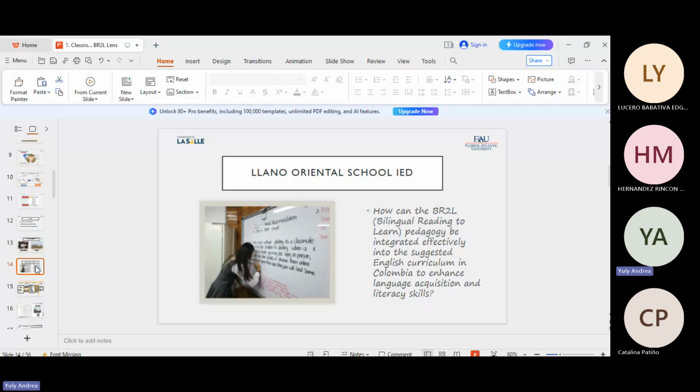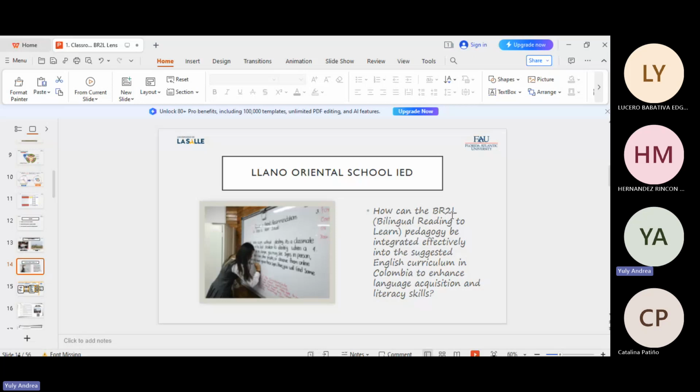Well, I will start just to share with you some ideas and some of the work that I have been doing with the students at Jan Oriental School. So the main question for this research is how can bilingual reading to learn pedagogy be integrated effectively into the suggested English curriculum in Colombia to enhance language acquisition and literacy skills.